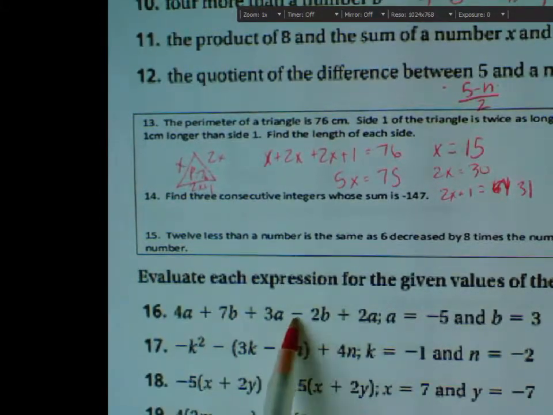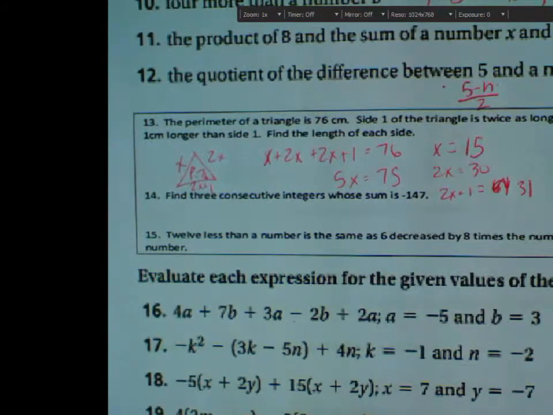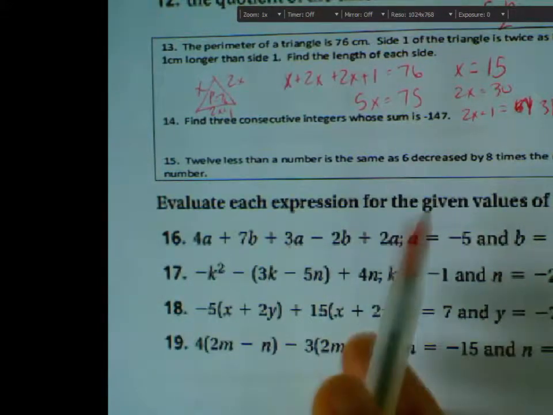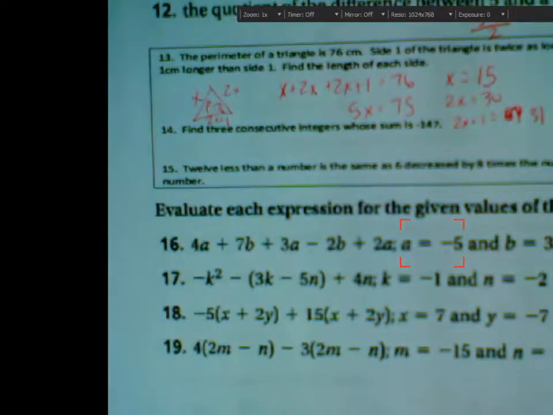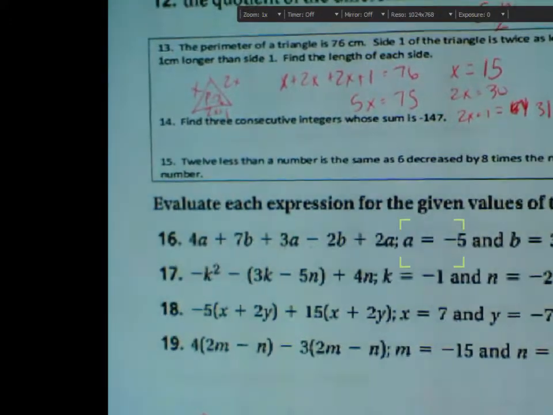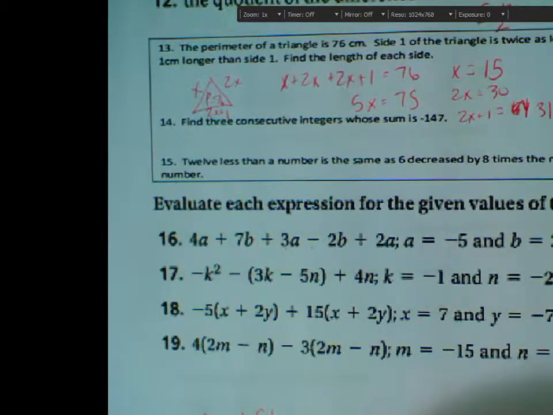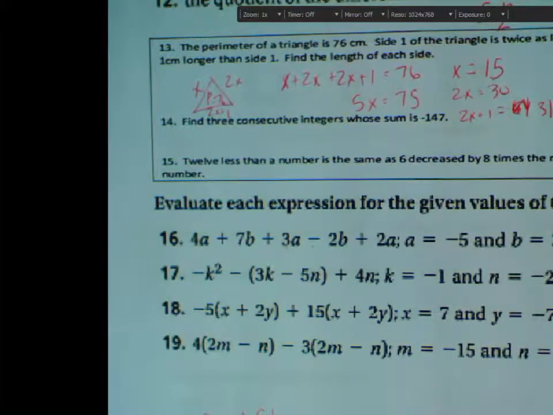Again, you just did this on the last page, but let's talk about how they look when you combine the like terms. So 4a plus 3a plus 2a is 9a. 7b minus 2b is 5b. And then when you plug in negative 5 for a, you get negative 45. And 3 for b, you get 15. So your answer would be negative 30. That's how you do those.